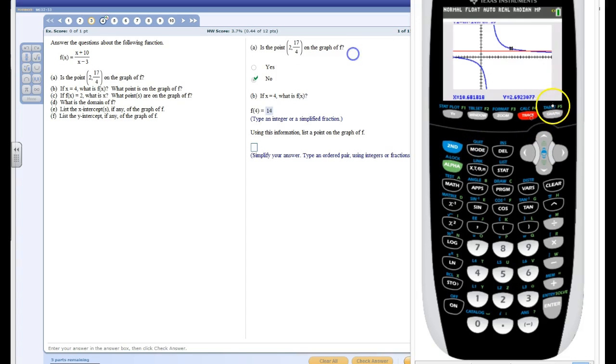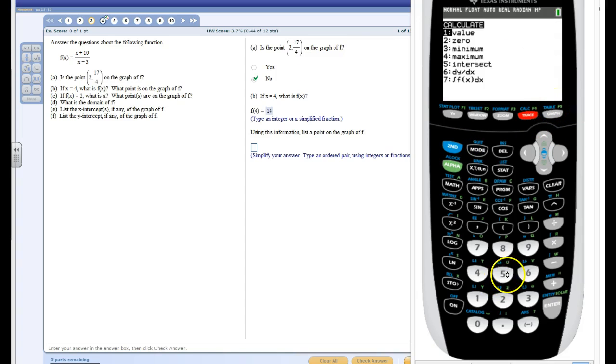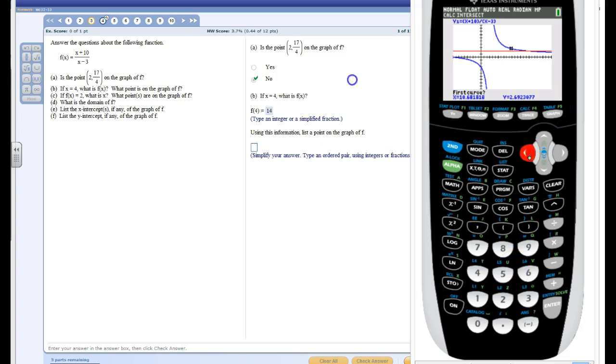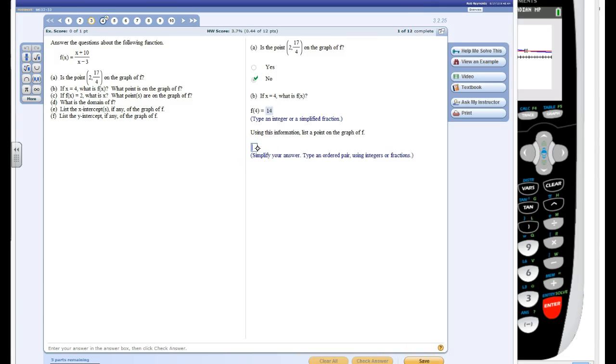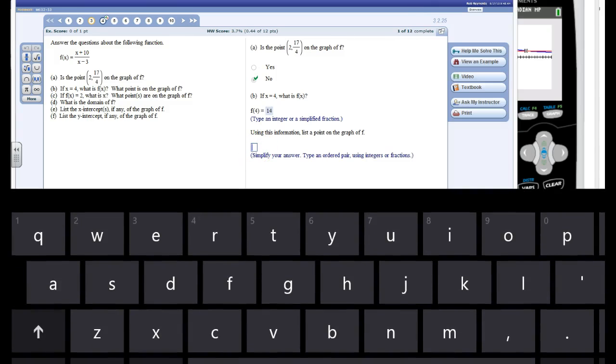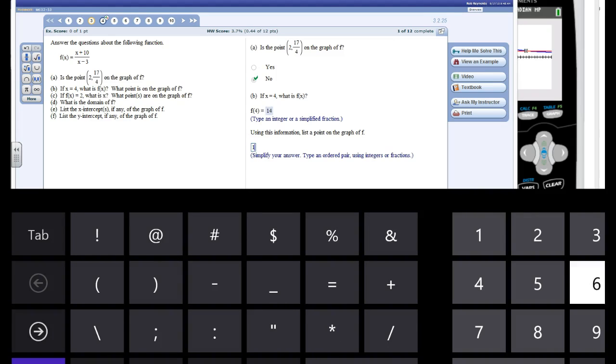So I'll hit second calculate to go find the intersect, which is number 5. I'm just going to select the blue function, and the bug will jump to the red function. I'll identify the two functions, the red and the blue functions, and I'll come over here where I think the intersection is. And the calculator finds it nicely. X is 16 when y is 2. So I'll try the 16 for the x value.